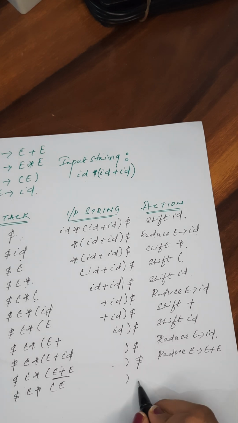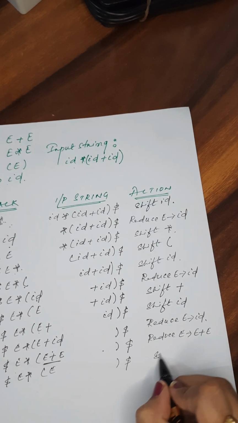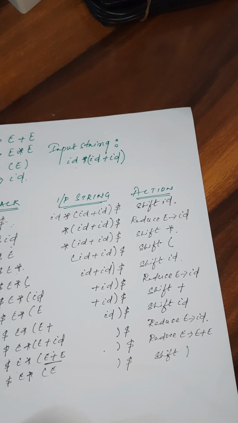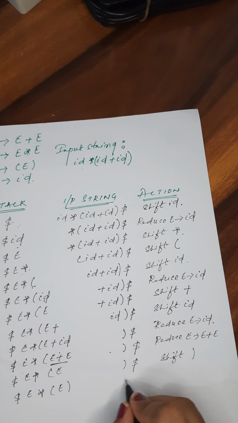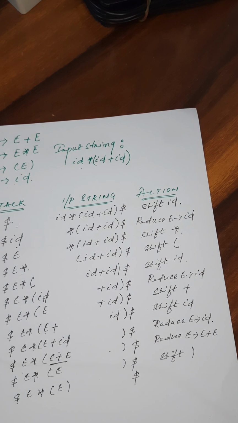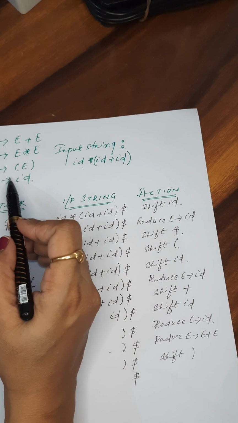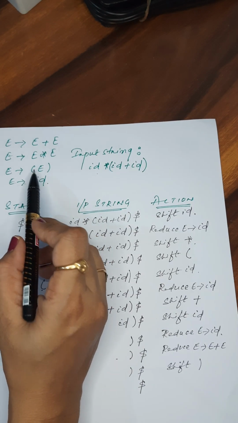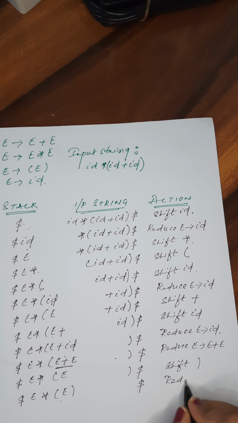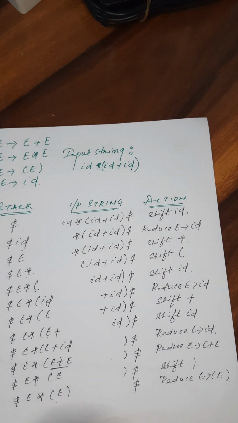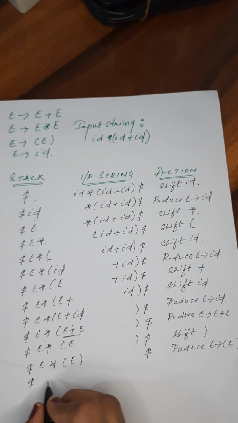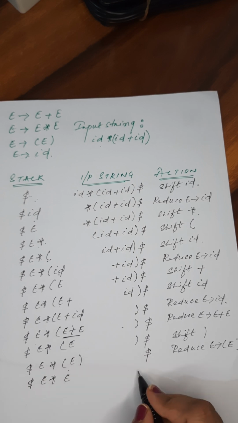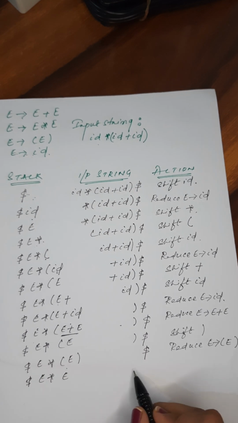Okay. Now, closing bracket is there, dollar is there. So, what do you have to do? Shift closing bracket. Okay. Dollar E star E closing bracket, then dollar. Okay. Now, again bracketed E is a handle because we have a production E tends to bracketed E. Okay. So, reduce E tends to bracketed E. Okay. So, what will I get over here? Dollar E star E.